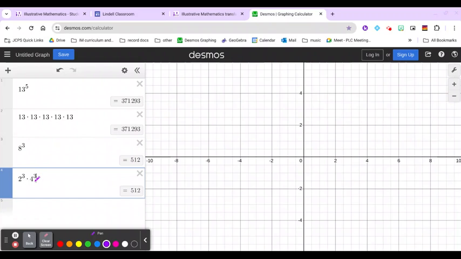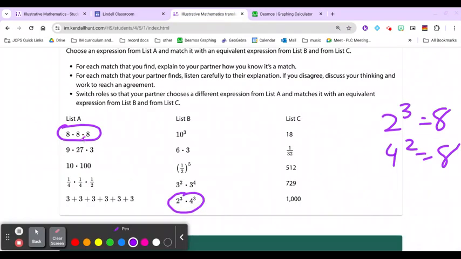2 to the third power times 4 to the third power is equal to 512, just like 8 to the third power. And I think what we have here is the 8 is 2 to the third power, and the 8 times 8 is like 4 times 4 times 2 times 2, which is the same thing as 4 to the third power. Interesting, let's keep going.